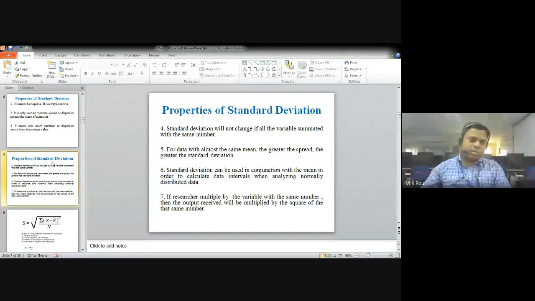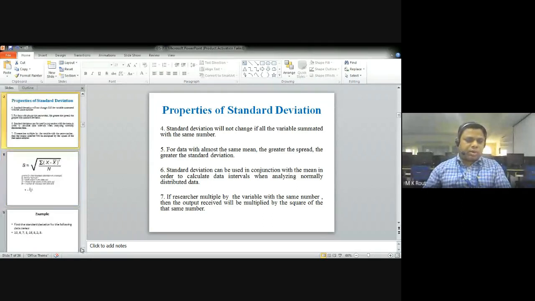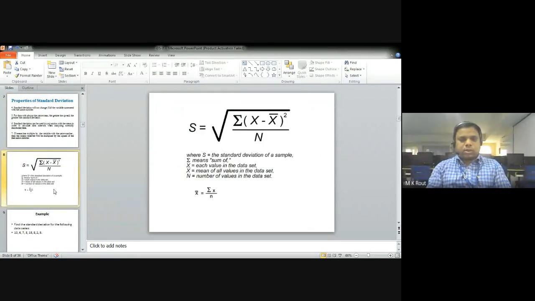Before solving problems, first write down the formula. Sigma stands for the standard deviation of the sample: the square root of the sum of (x minus x bar) whole squared, divided by n. Here x is each value in the data set, x bar is the mean of all values in the data set, and n is the number of values in the data set.